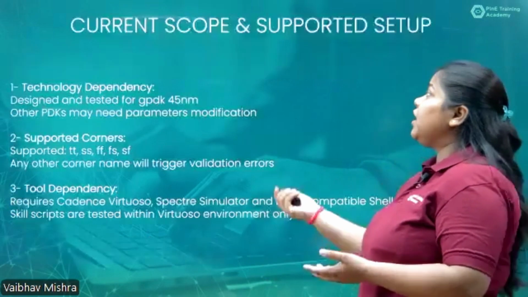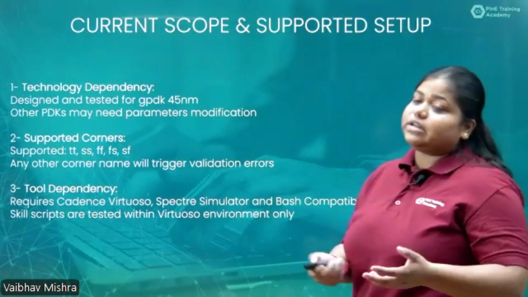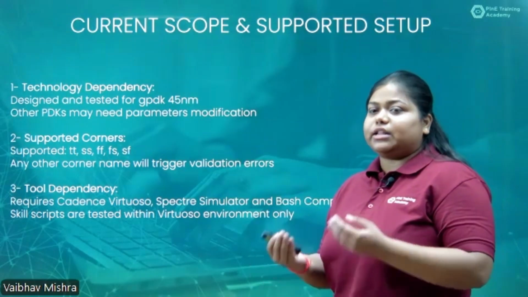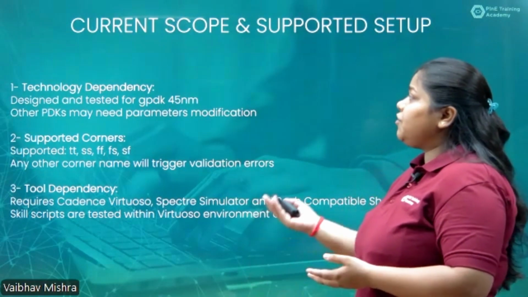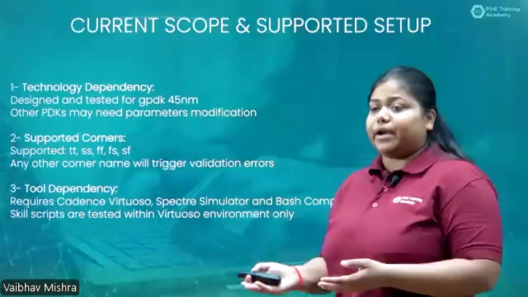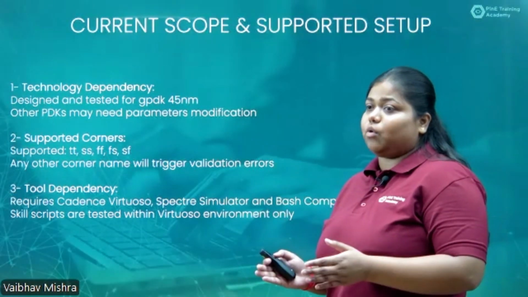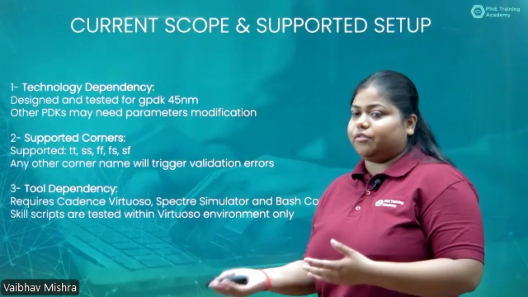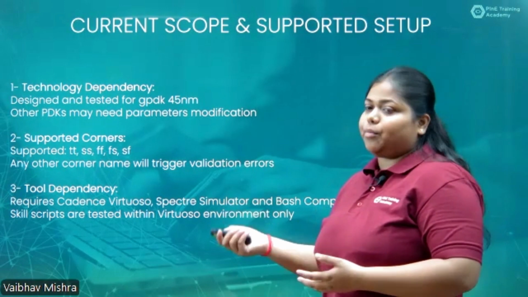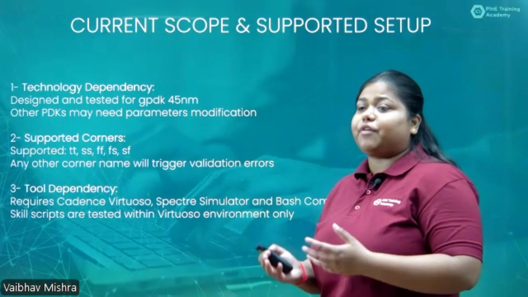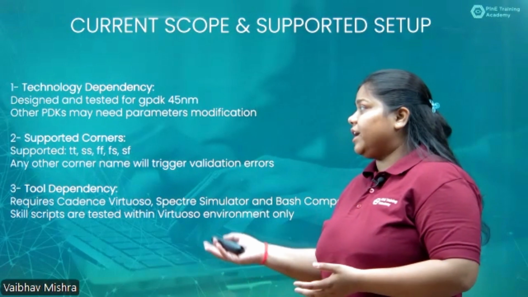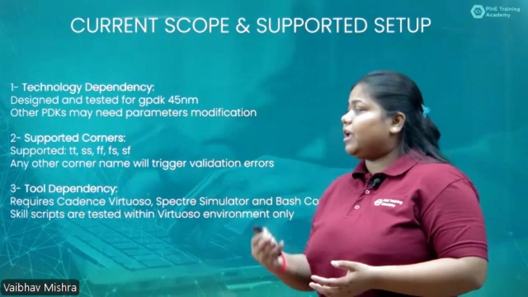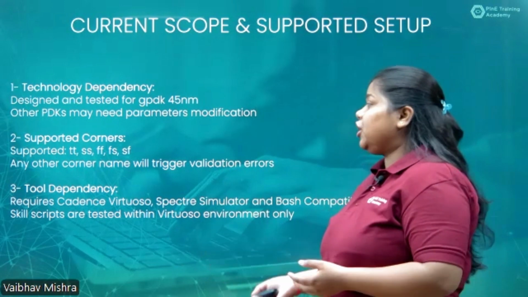Let's move forward. What is the current scope and the supported setup? What are the dependencies of the project? The first dependency is that it is technology dependent: currently it supports only the GPDK 45 nanometer files. In future we will definitely implement other files also. The second is the supported corners. Currently there are 5 supported corners in our project, as I have already mentioned: TT, SS, FF, FS, and SF. The next is the tool dependency.